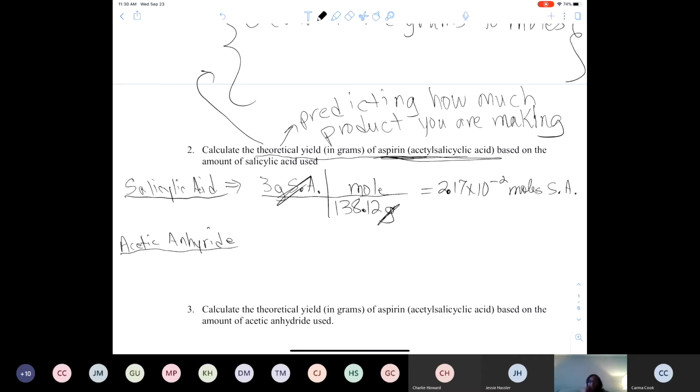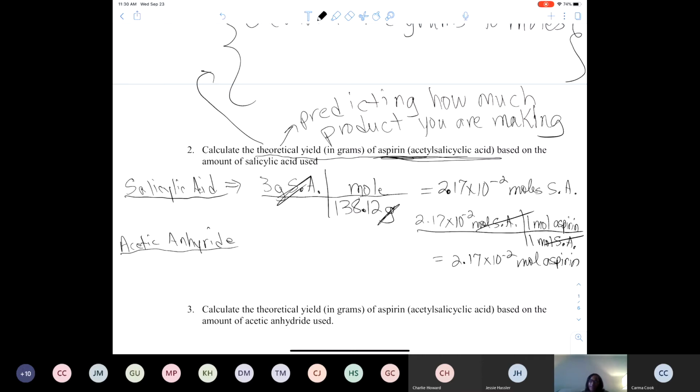So 3 grams of salicylic acid is equivalent to 2.17 times 10 to the negative 2 moles of salicylic acid. And then our balanced equation tells us that for every 1 mole of salicylic acid, we produce 1 mole of aspirin. So based on the salicylic acid, we make 2.17 times 10 to the negative 2 moles of aspirin.